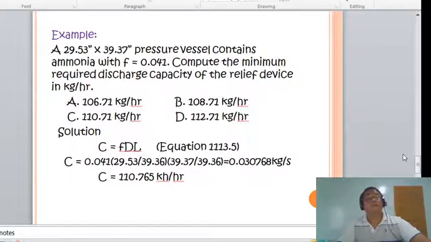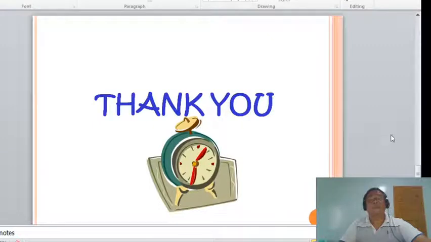So another. A pressure vessel measuring 29.53 inches by 39.37 inches contains ammonia with F equal to 0.041. Compute the minimum required discharge capacity of the relief device in kilograms per hour. Okay, we have here the options also. The equation is C equals F D L, equation 1113.5. Getting now the minimum required discharge capacity, substituting values, C now equals 110.765 kilograms per hour. Okay, so that's all, class. Thank you very much.